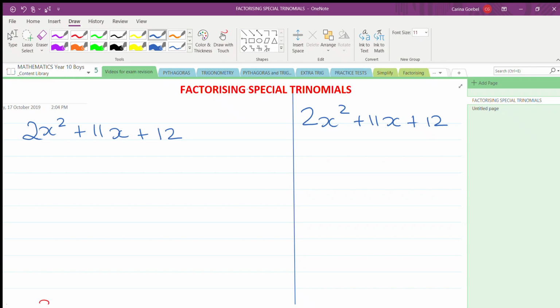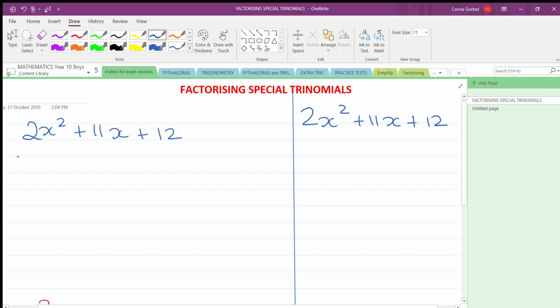Hey guys, we're going to factorize special trinomials. A special trinomial is when the coefficient of the x squared cannot be divided into the other two terms that you have here. So 11 cannot be divided by 2, so therefore you cannot take 2 out as a common factor.